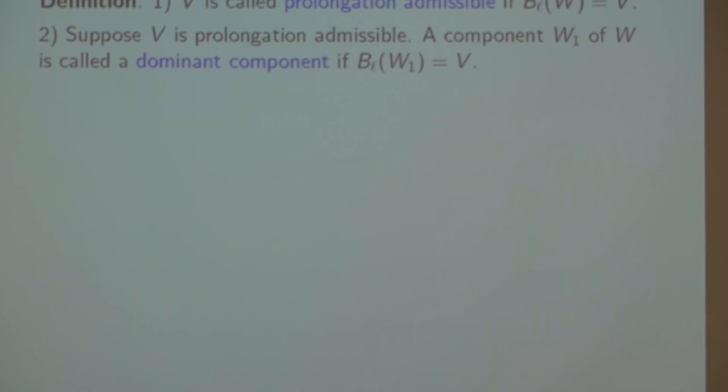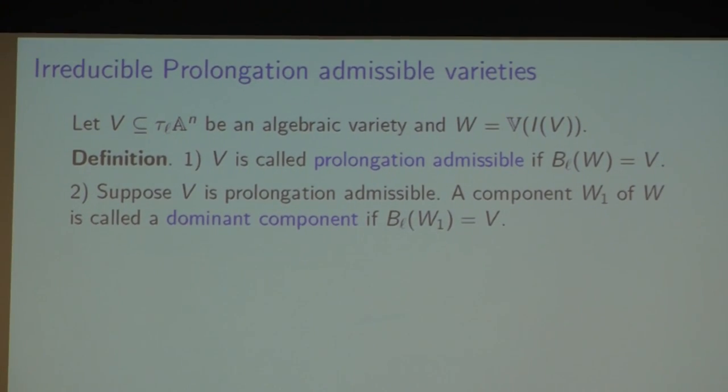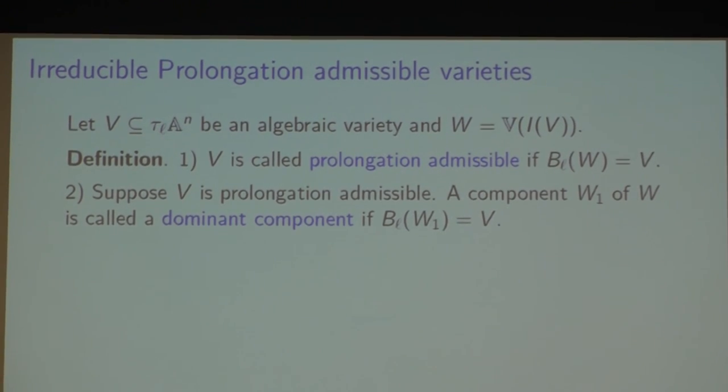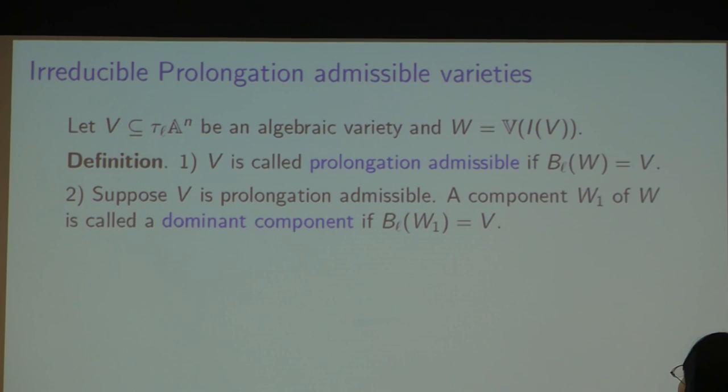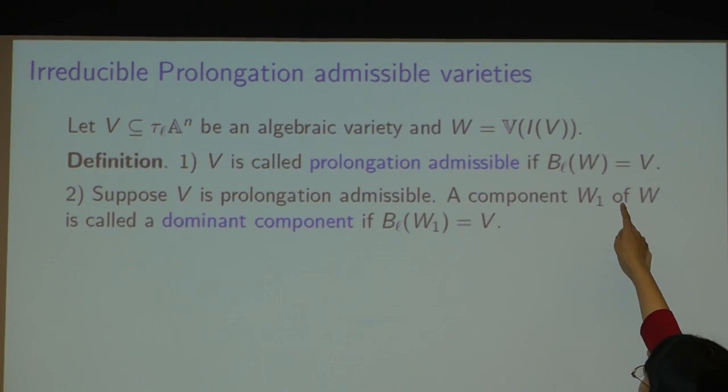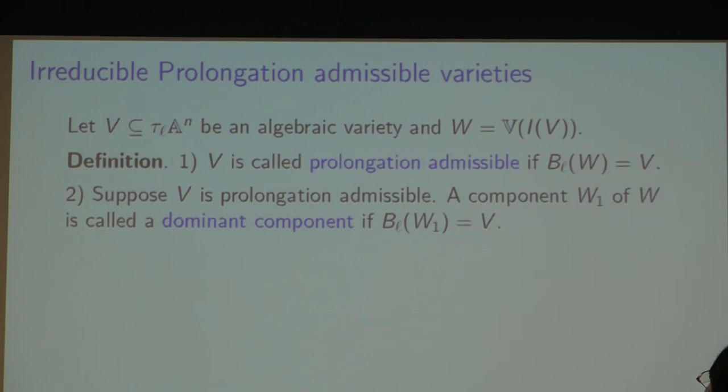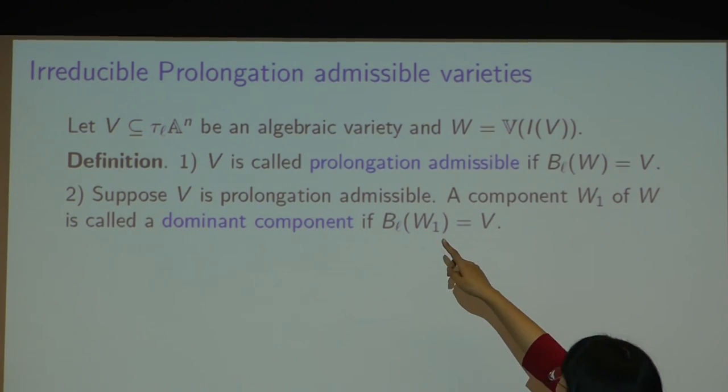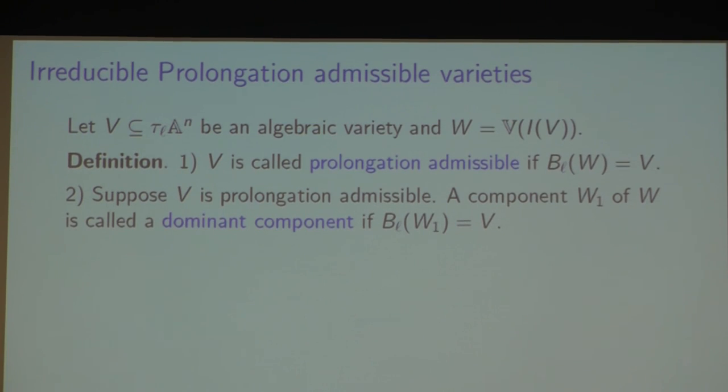And also give the definition for irreducible prolongation of irreducible varieties. An irreducible variety is a prolongation of irreducible if the differential points in V are dense in the variety V. And a dominant component is a component of the differential variety defined by the defining equations of the irreducible variety W1, which is differential.